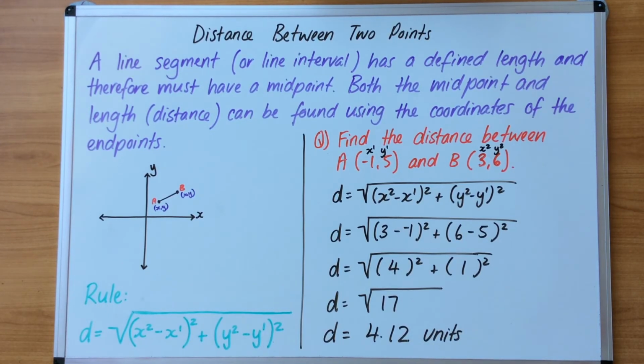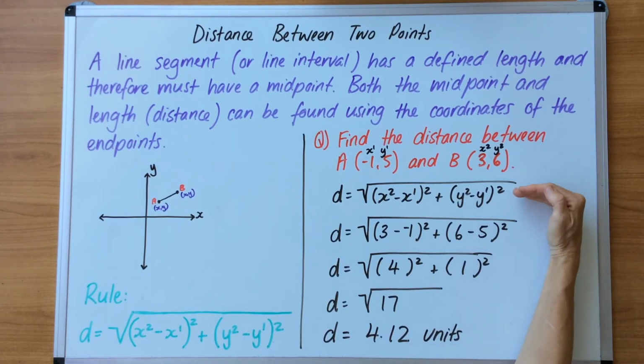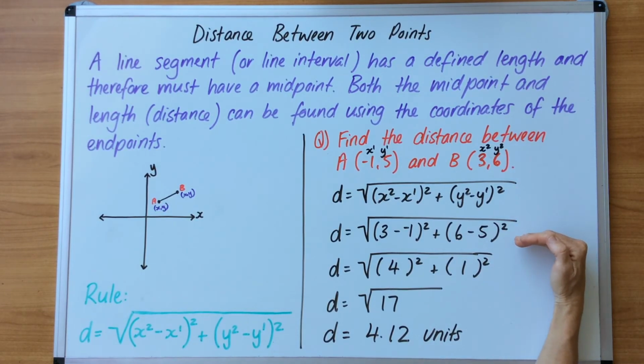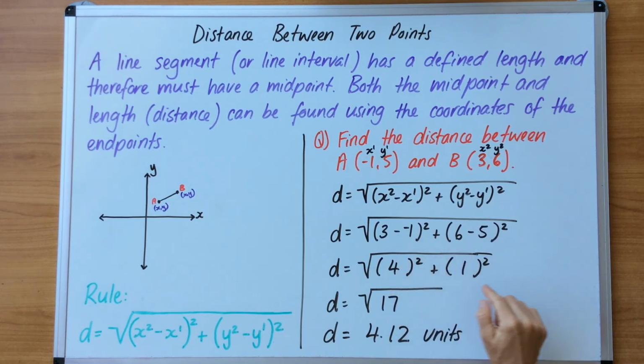and I write units. There's no other measurement, we write units. That's what we need to write. So again, write the rule, substitute in, calculate your brackets, get your answer, find the square root of that, and you get 4.12 units.